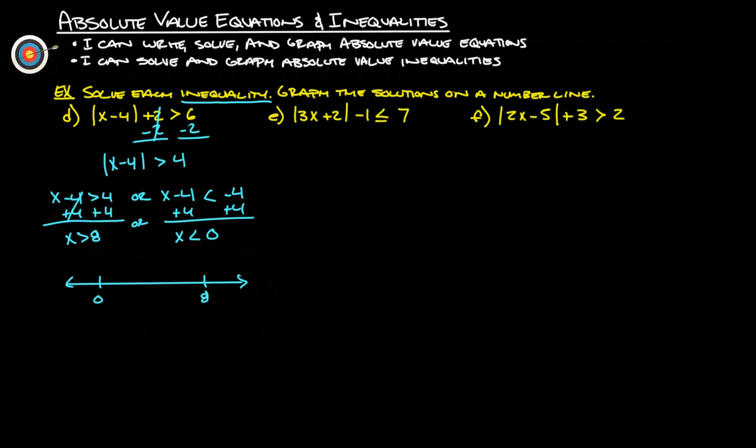So maybe let's try this in a little bit different color here. So we'll do this, greater than, but not equal to. And then x is less than 0. So here's 0. It's got to be less than 0.